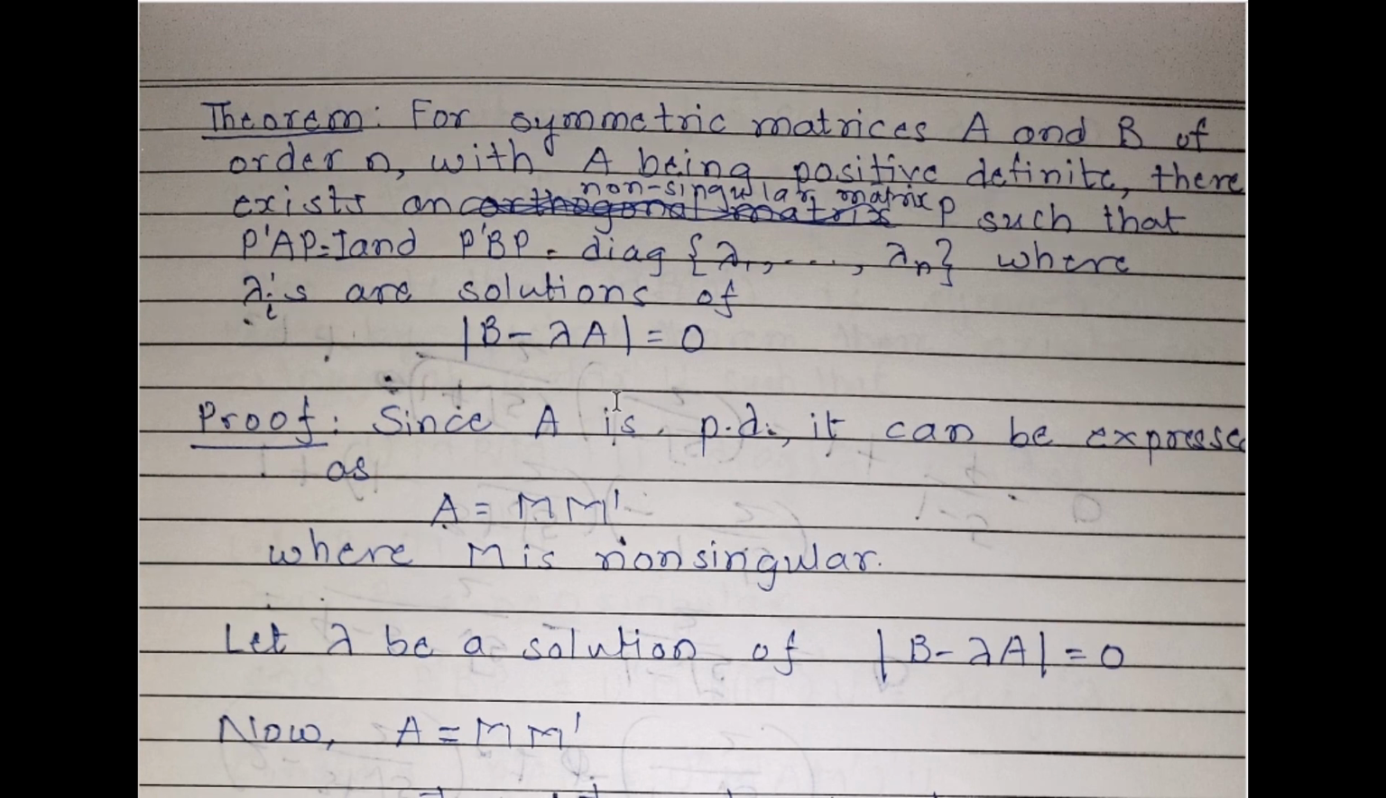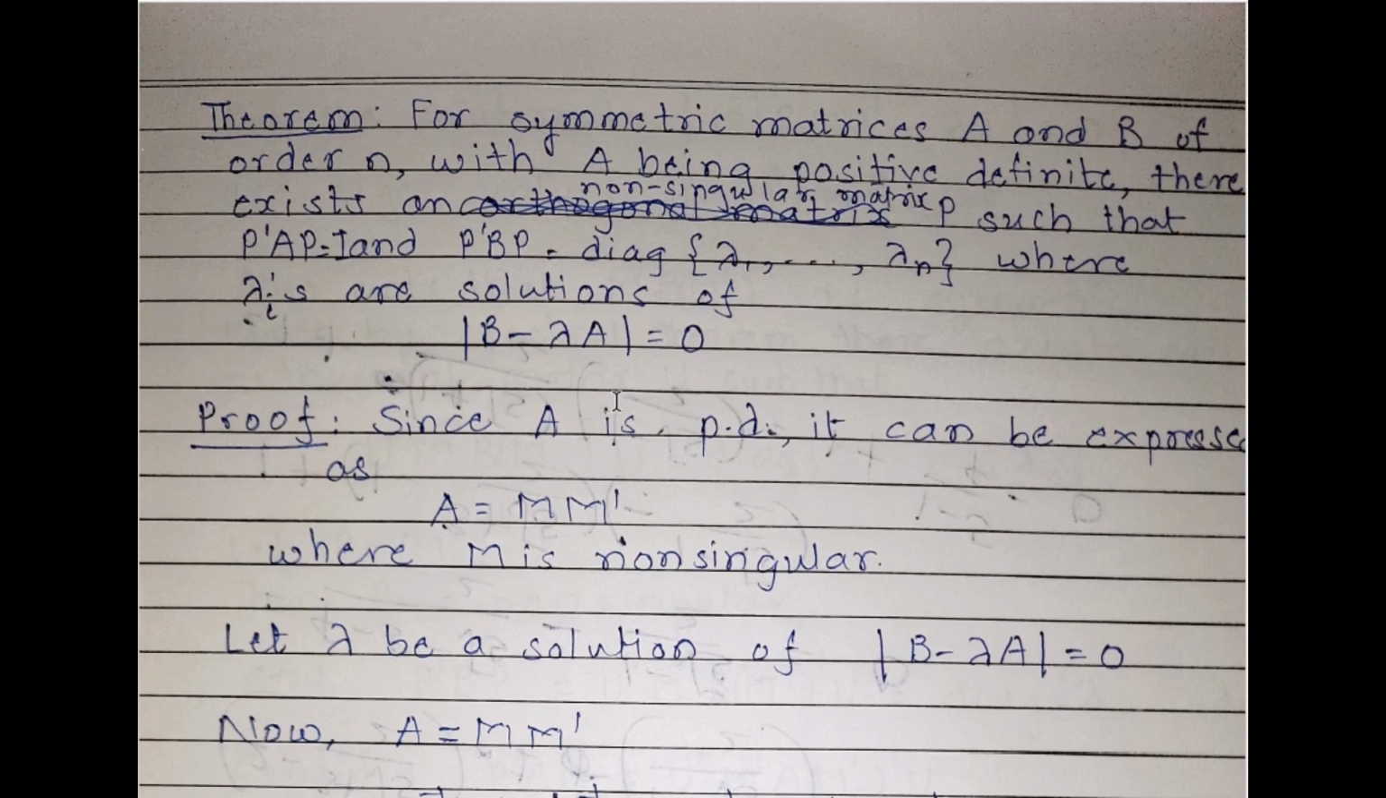Now here comes the novelty of the result. P prime BP will again be a diagonal matrix where the diagonal elements will be solutions of this determinant of B minus lambda A equal to 0. So this is the interesting part that we have in this theorem. Now let us see how this theorem can be proven.